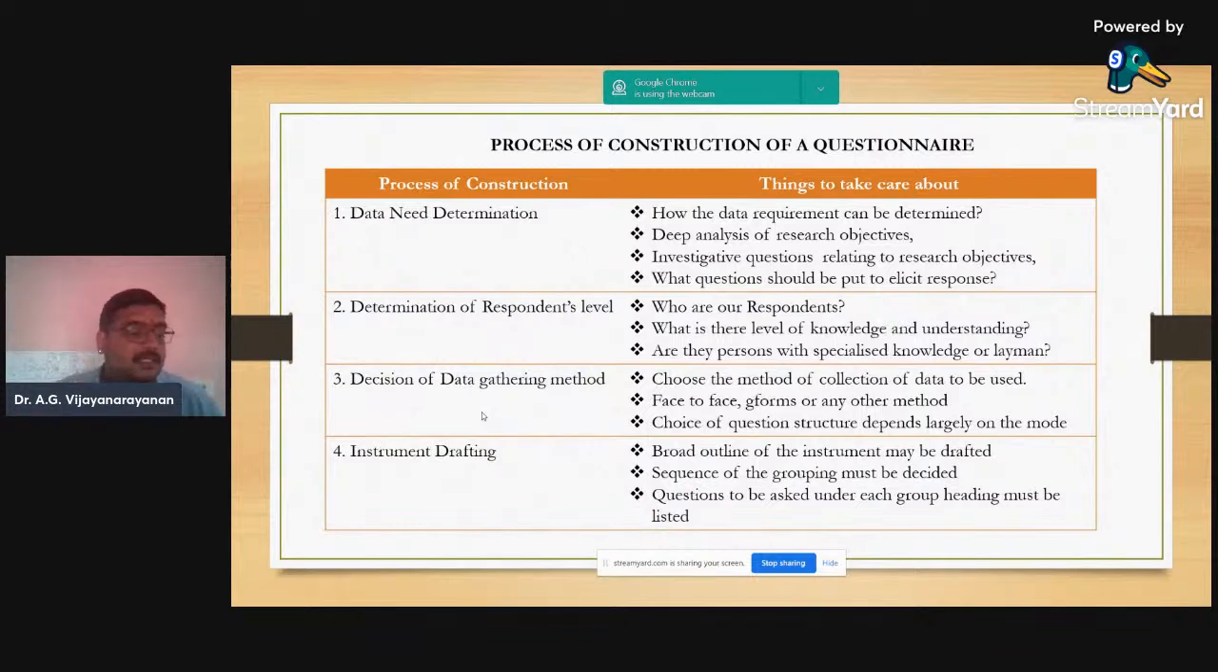But the problem is every method has its own advantages as well as disadvantages. When you go face to face, you can easily collect the data and you can rectify or clarify any questions the respondents have. But you cannot collect as many responses as you can otherwise.